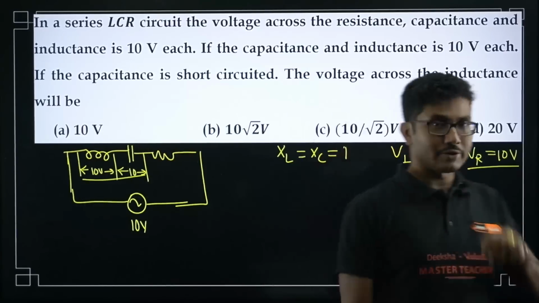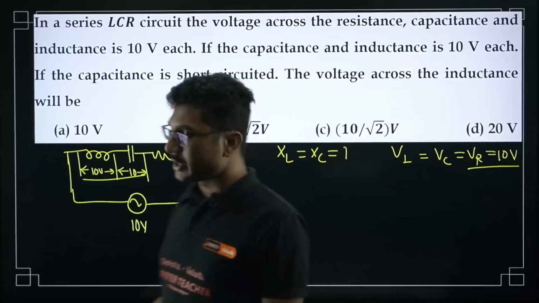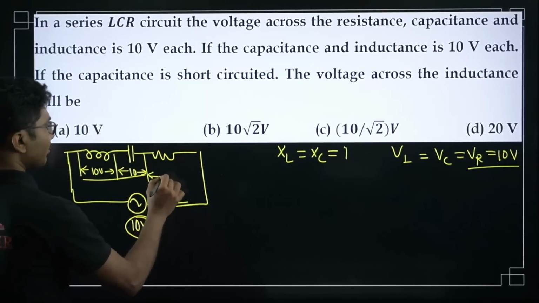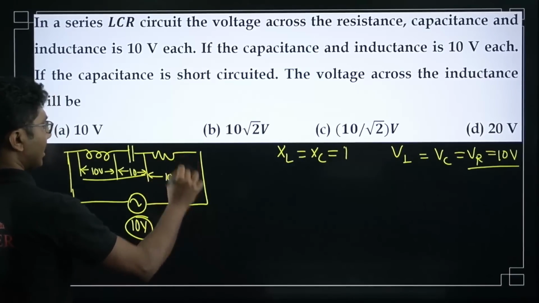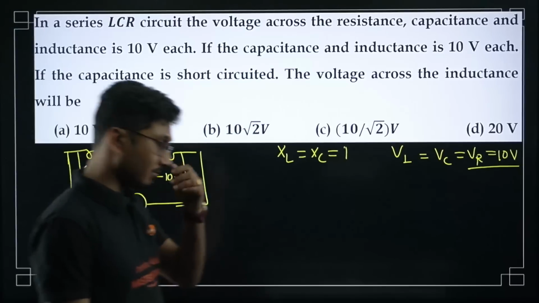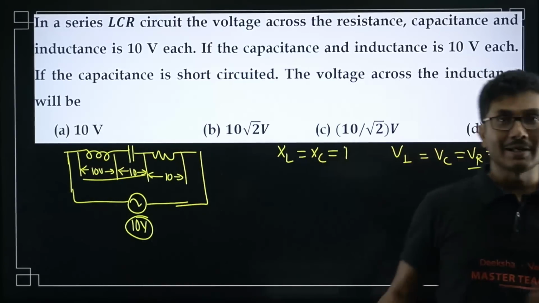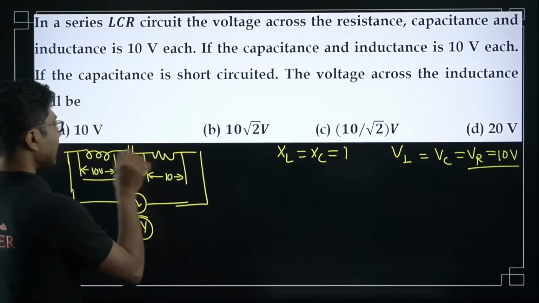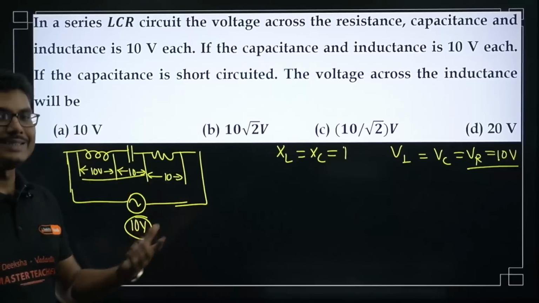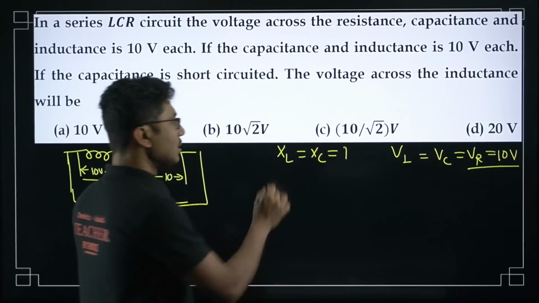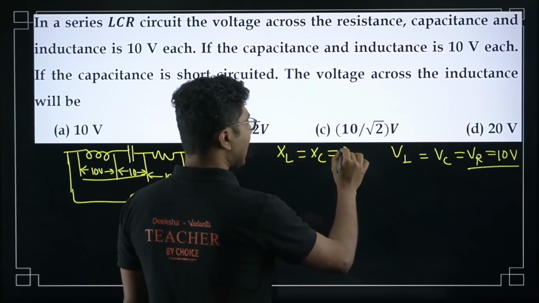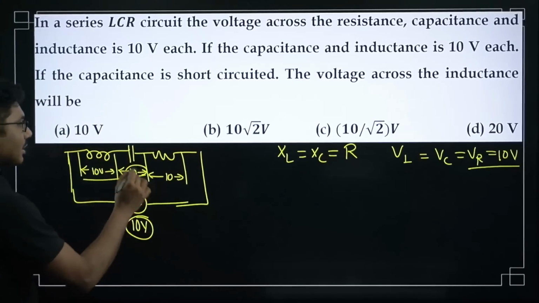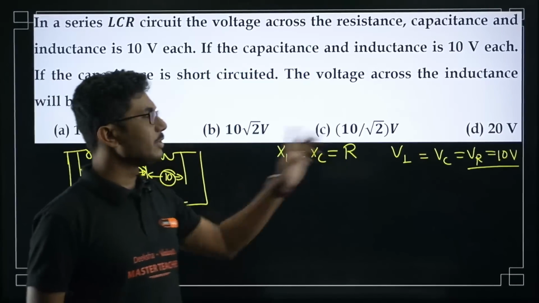Okay, if the circuit is in resonance condition, that means whatever is the applied voltage, the same voltage should be across the resistance as well. Now if all of the components have the same voltage drop across them, then in this case the reactances must be equal. So XL must be equal to XC, and obviously that is the condition of resonance. Now because these voltages are all the same, this will also be equal to R.